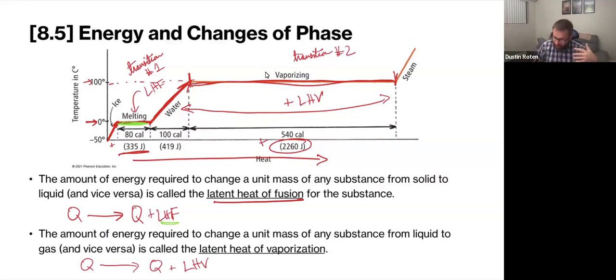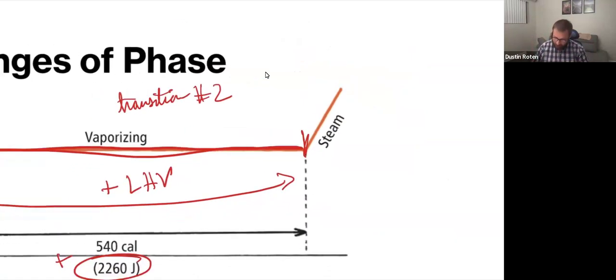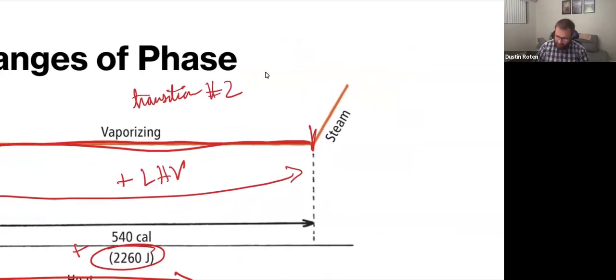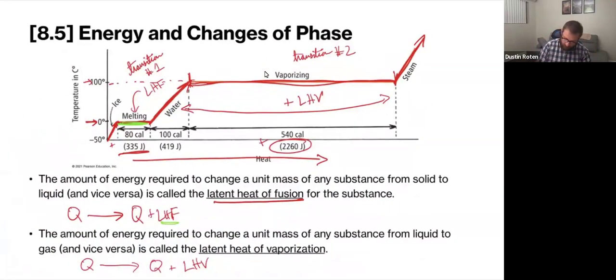And you'll notice, just like I said earlier, once you get through that phase change and all your water becomes steam, you can start increasing the temperature again, because there's no upper limit on temperature. You can keep increasing that as much as you'd like.